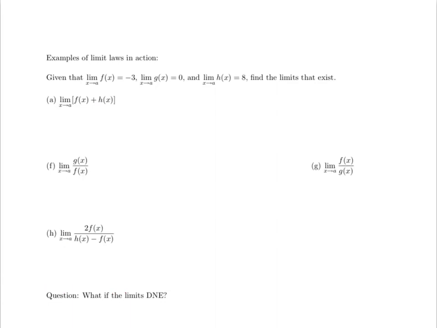So here we're given that the limit as x approaches a of some function f is -3, the limit as x approaches a of some other function g is 0, and the limit as x approaches a of h is 8. We want to find these different limits. So these are really just applying the limit laws.